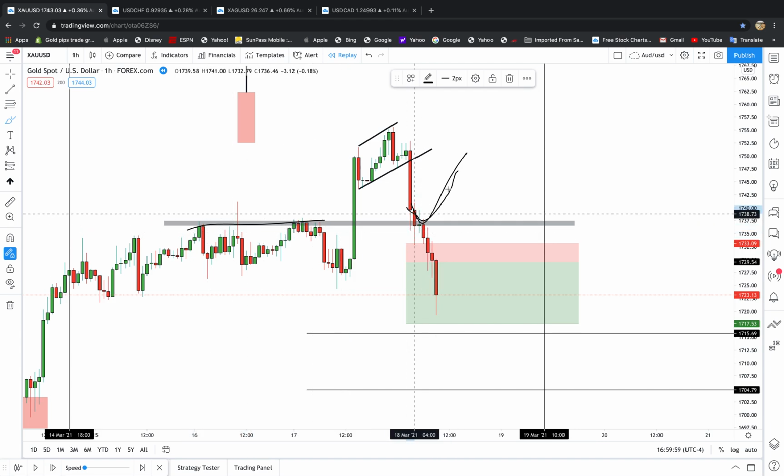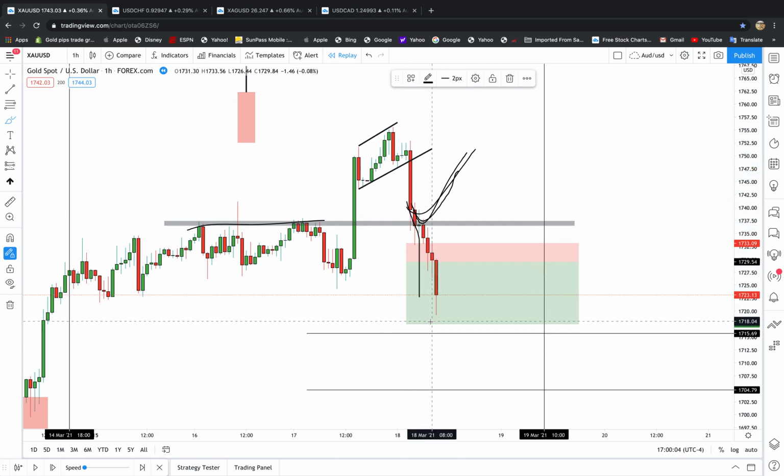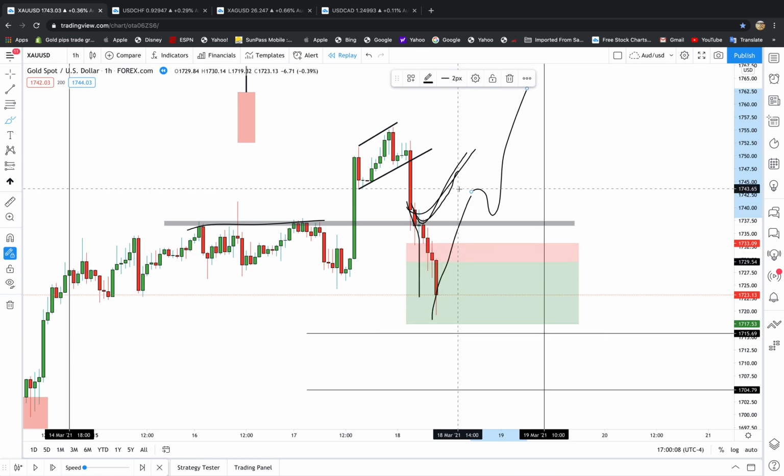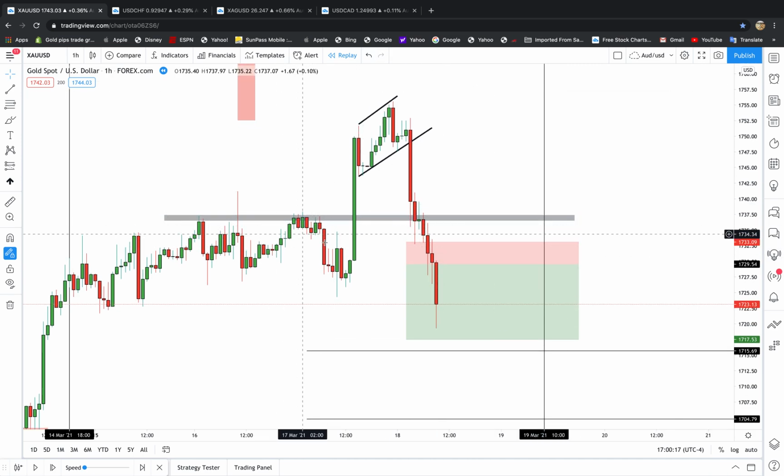They turn into supports, but that's until it passes it and breaks it once again, and then it will turn into that support. That is a newbie mistake. So let's backtrack. Okay, so now we passed this resistance zone.